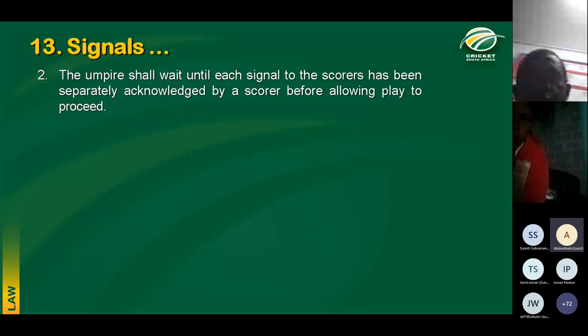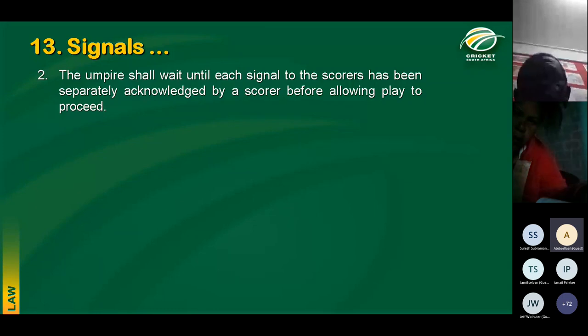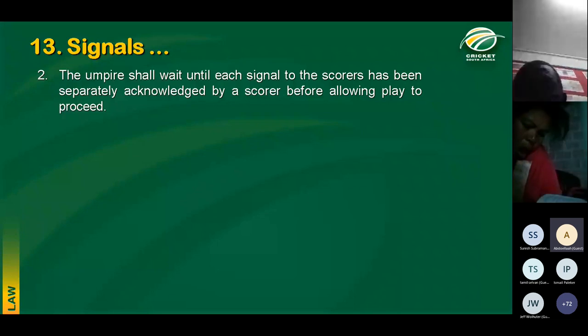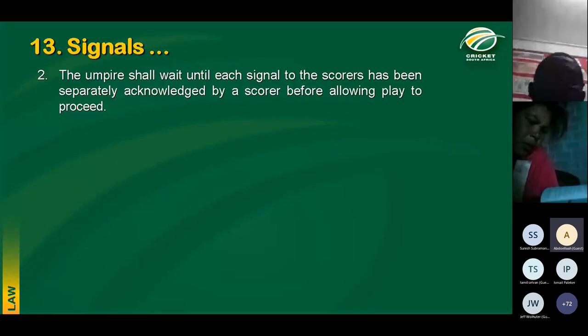So who do we speak to? Who do we signal to? We signal to the scorers. And when you signal to the scorers, before you allow play to proceed, the scorers need to acknowledge your signal. And we'll get to the scorers in the next law. But when it comes to signaling the scorers, the scorers need to acknowledge your signal.